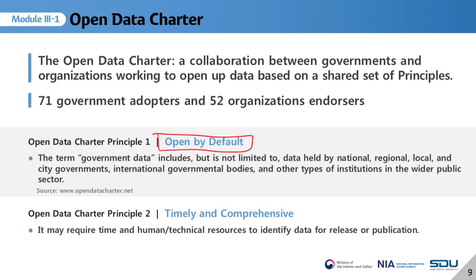The term government data includes, but is not limited to, data held by national, regional, local, and city governments, international government bodies, and other types of institutions in the wider public sector. The second principle is timely and comprehensive. It may require time and human resources and also technical resources to identify data. So it should be timely and comprehensive.